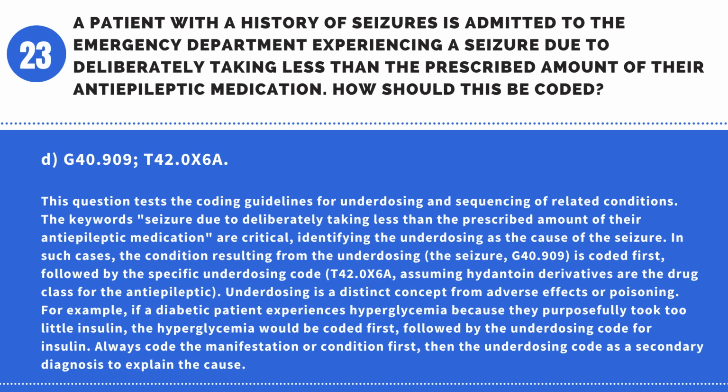In such cases, the condition resulting from the underdosing, the seizure, G40.909, is coded first, followed by the specific underdosing code, T42.0X6A, assuming hydantoin derivatives are the drug class for the anti-epileptic. Underdosing is a distinct concept from adverse effects or poisoning. For example, if a diabetic patient experiences hyperglycemia because they purposefully took too little insulin, the hyperglycemia would be coded first, followed by the underdosing code for insulin. Always code the manifestation or condition first, then the underdosing code as a secondary diagnosis to explain the cause.